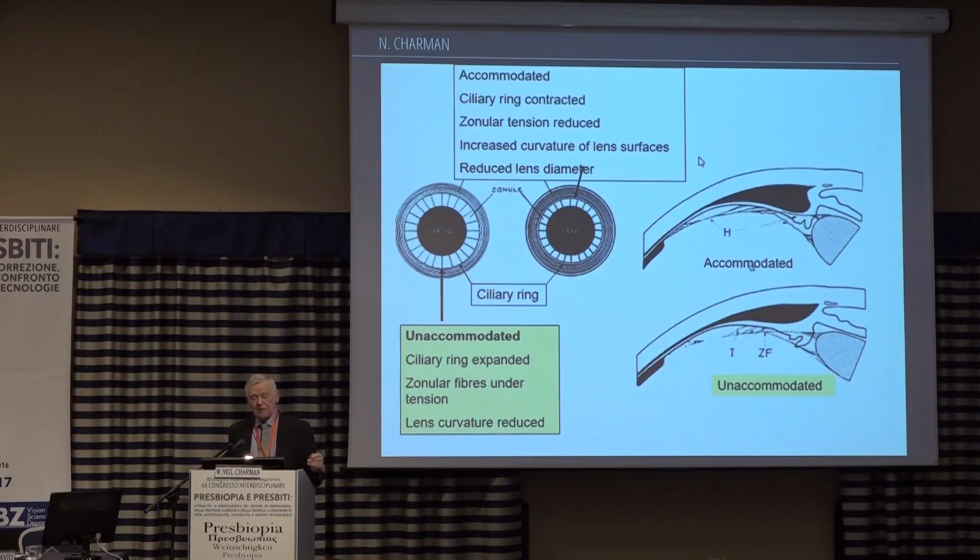And that state of affairs, if we looked face on to the lens, is shown on the left-hand side, and we've got the lens sitting in the middle, surrounded by the tense zonular fibers, and the inner edge of the ciliary muscle, the so-called ciliary ring, is relatively large. Now what happens when we want to look at near objects, when we want to accommodate? The ciliary muscle, shown at the top of the picture, bunches up and moves slightly forward. That relaxes the tension in the zonular fibers, and the elastic forces of the lens can put it into a more convex form. Now that, of course, is the young eye.